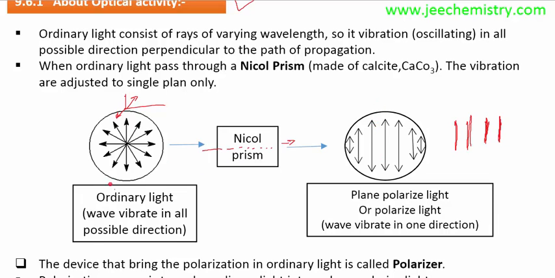So this is called ordinary light: the wave vibrates in all the possible directions. But on passing through the nickel prism, this ordinary light is converted to plane polarized light, where the wave vibrates in only one direction. So this is called plane polarized light.